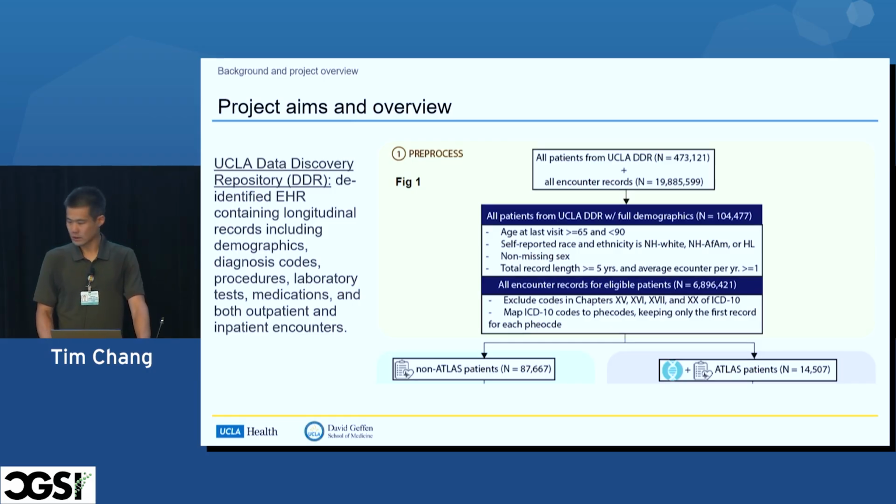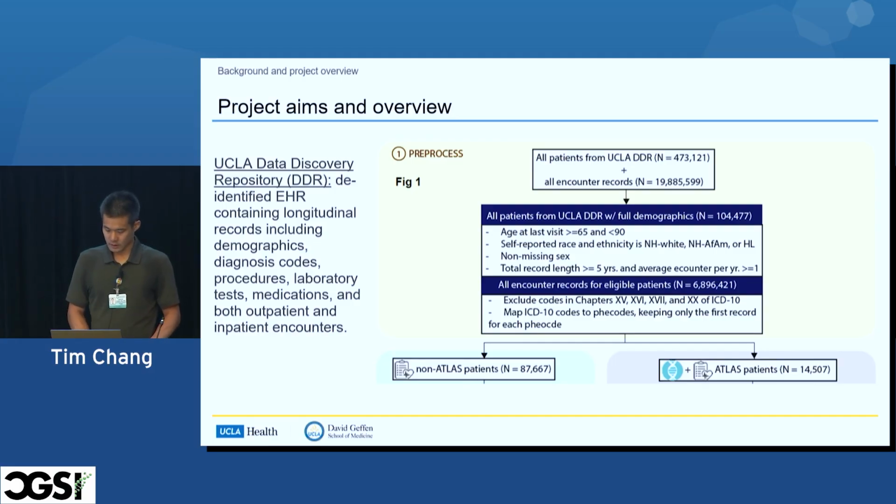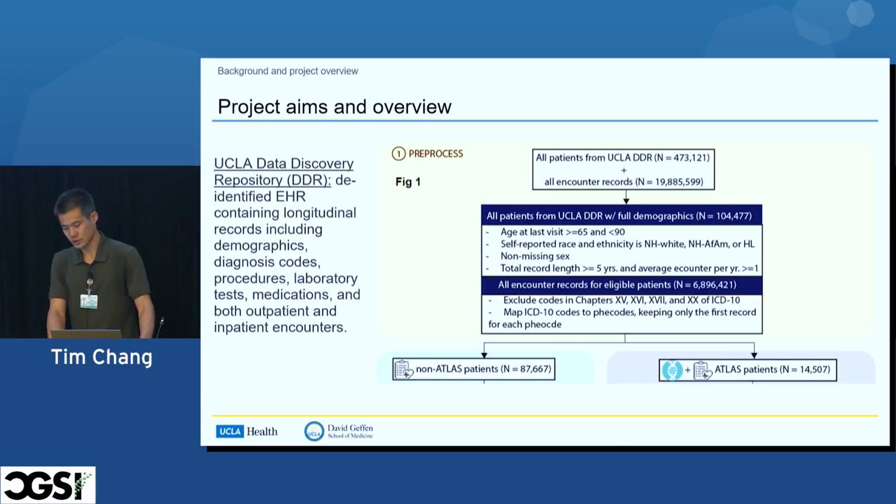So we used the UCLA EHR here. Initially there were 19 million encounters with about 500,000 patients, but if we look specifically only at our age group cutoffs, self-reported race and ethnicity, and EHR features like having to be in the system for 5 years, that comes out to about 100,000 patients. From those, we have a cohort that has genotype array data. Those are the Atlas patients on the right, and on the left are the patients without any Atlas genotype data.